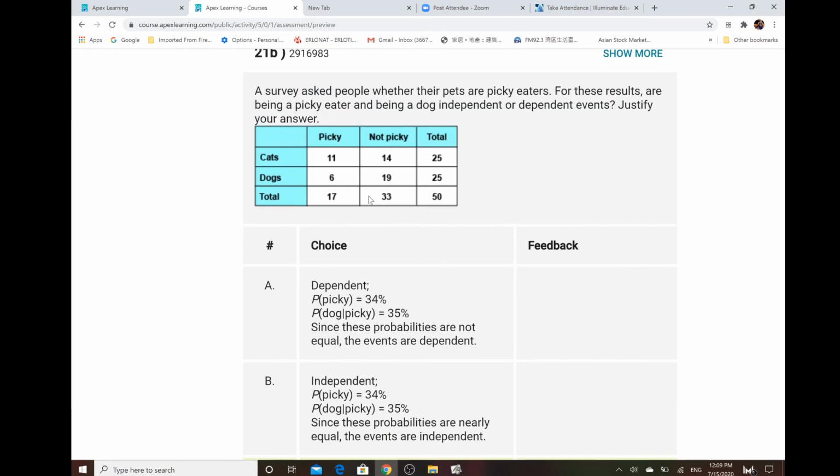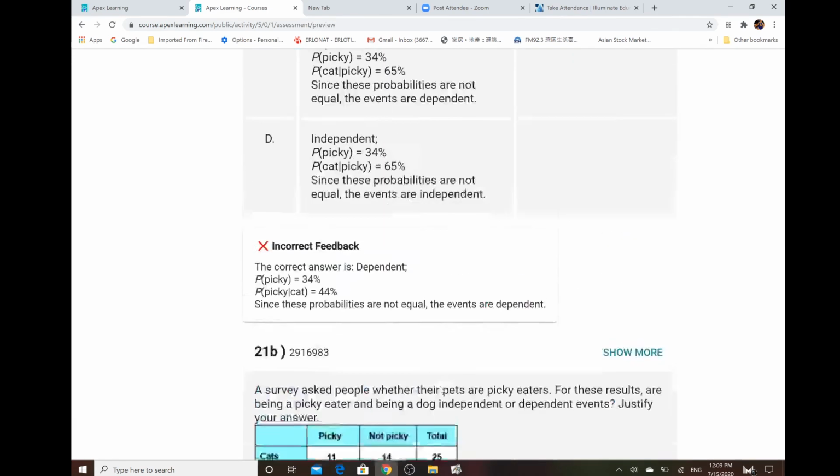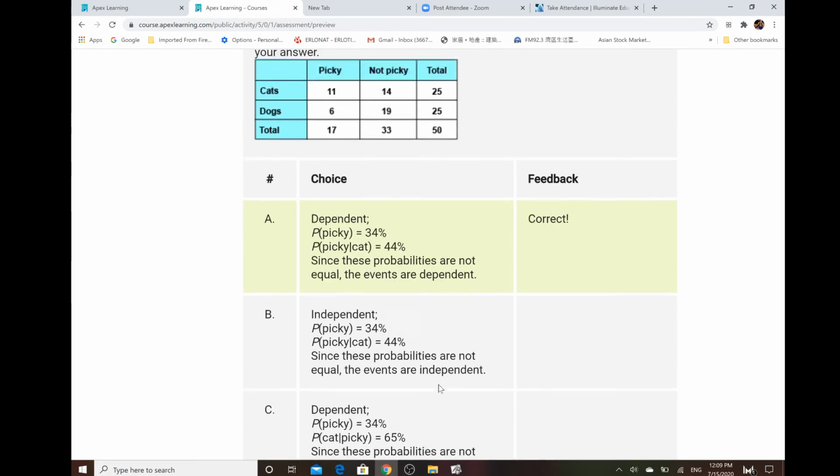Okay, so it's all about the matching here. So 17 over 50, you want to compare that with 6 over 25. So you find those two probabilities, and if they're not exactly the same, that means, guess what? They're considered dependent.